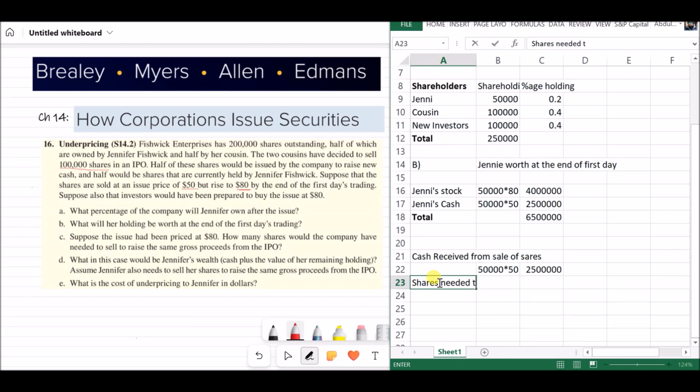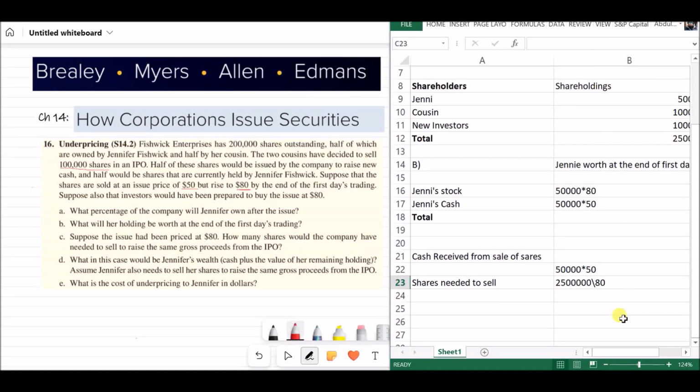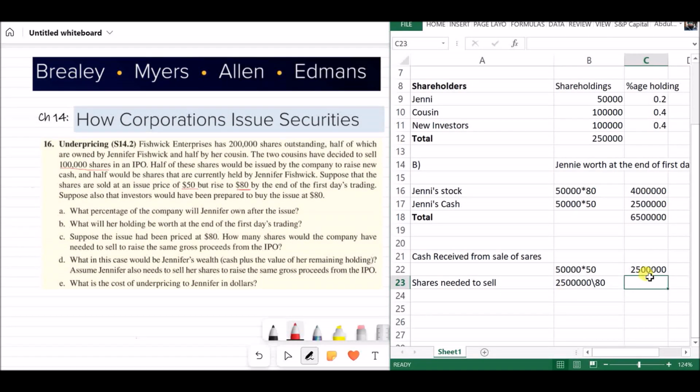shares needed to sell, that will be, so we need 2.5 million. So we will divide it with the share price, and this will give us the new number of shares we will need, right? So let's use this divided by 80. So the company needed to sell 31,250 new shares to gather the same amount, which is 2.5 million. So that is our part C.